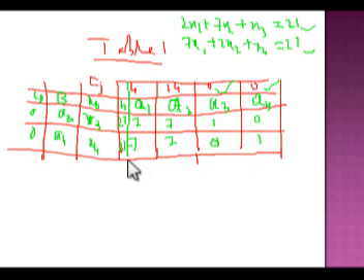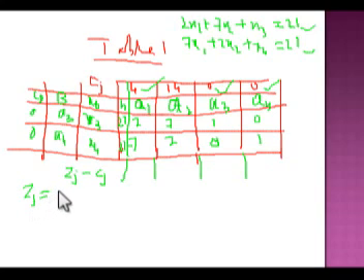So now we have to calculate the value of Zj minus Cj. Here Cj for this column is 4. So Zj, how is it calculated? Zj is equal to Cb plus xb.